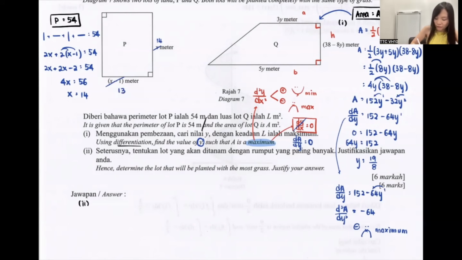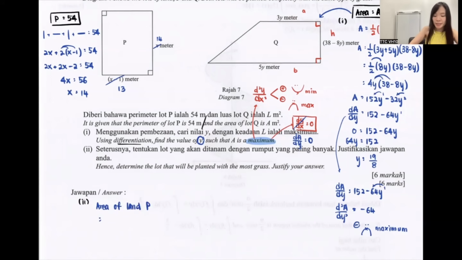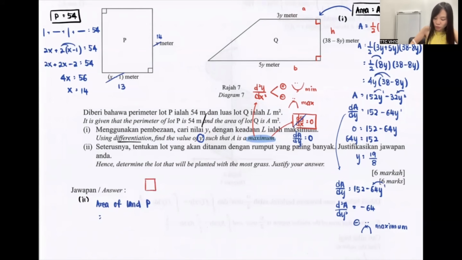So now I think I can find the area of land P. So how do I find the area for land P? Land P is actually what? A rectangle. How do we find rectangle area? Isn't it height times base? So you guys already know the height is 14, the base is 13. So 14 times 13, I get 182 meters square. Got it. But that is the area for land P.